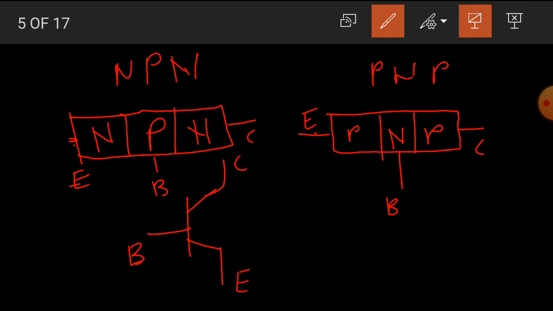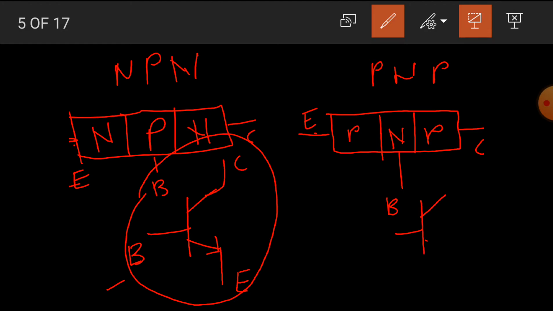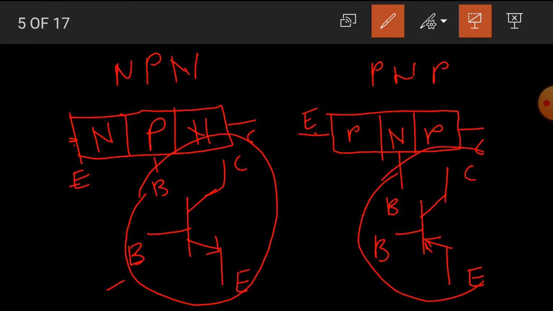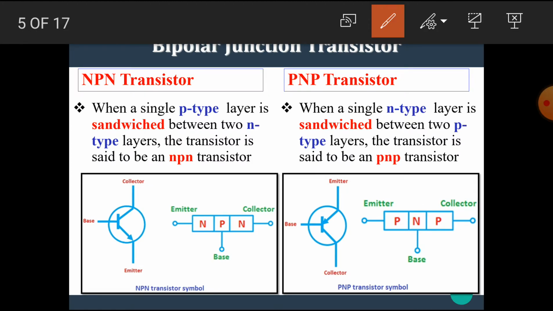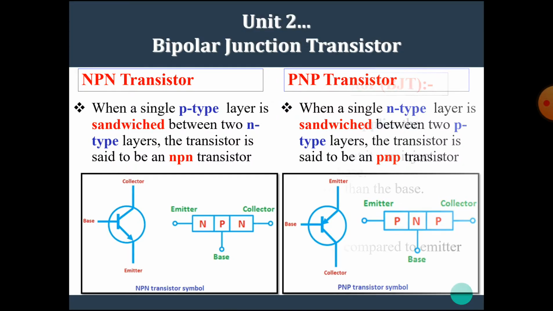The arrow is always placed on the emitter, and in NPN transistor it is in downward direction or in outward direction. This is the symbol of NPN transistor, while the symbol of PNP transistor is similar. That means this is the base, this is collector, and this is emitter, but the direction of the arrow is opposite. That means in inward direction. This is the symbol of PNP transistor. I hope now you all understand the construction and the symbol of NPN and PNP transistor.